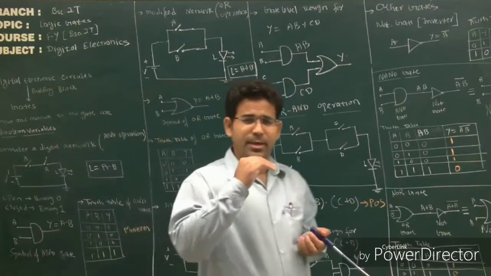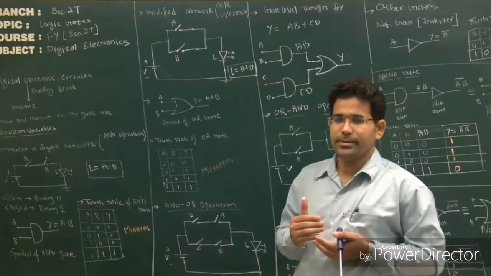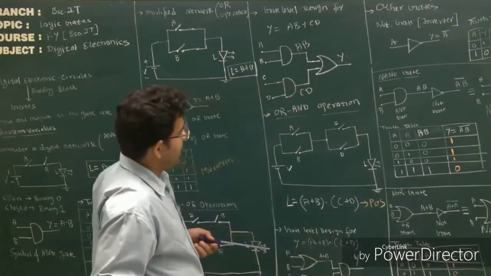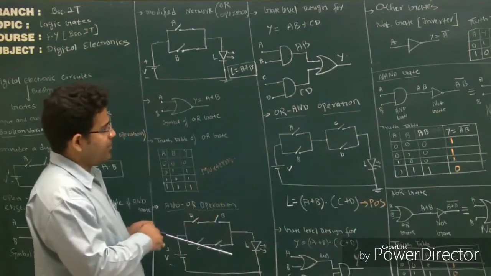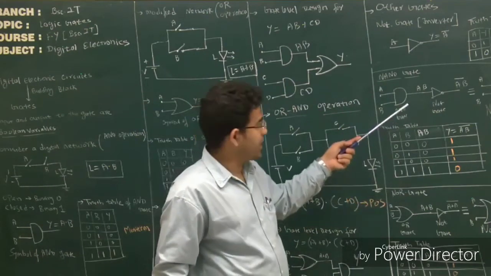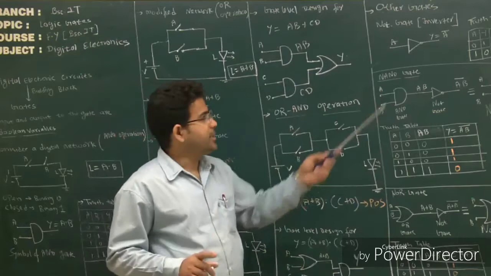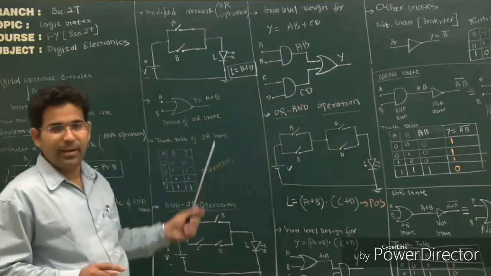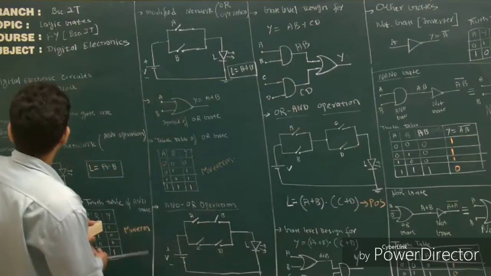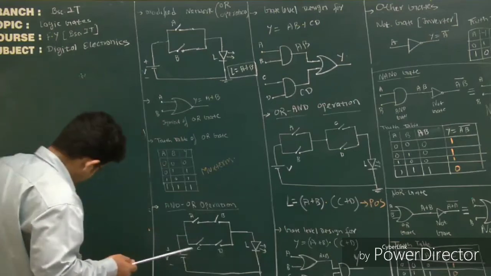Apart from these gates, there are two more gates which are known as special purpose gates or exclusive gates. Before discussing those two gates, let's classify these 5. Out of these 5 gates, NAND and NOR are known as universal gates, and the other 3, NOT, AND, and OR, are known as basic gates. And let's first discuss exclusive gates, XOR and XNOR gate.